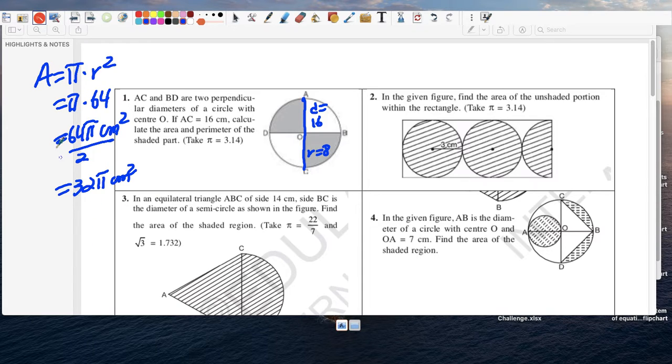If you want the numerical answer, I'll be specific on the quiz as to whether you can leave it in terms of pi. There's no reason for us to multiply here, and 32 pi would have been just fine. The perimeter of the shaded part.